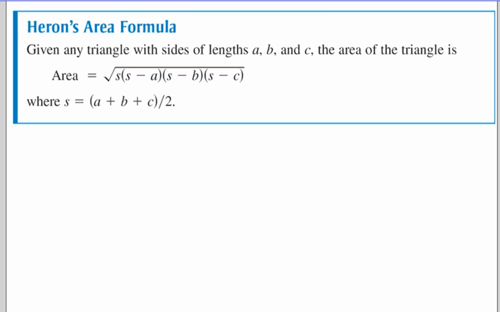Now, in this section we're also going to talk about Heron's formula. Heron's formula is another way of finding the area of a triangle, but in this case we find the area if we know all three sides. The area of the triangle is the square root of s times (s minus a) times (s minus b) times (s minus c), where s is the sum of the sides divided by 2. So if you add up all the sides and divide by 2, that's the s. Then you take the square root of that times the difference between s and every side, and you get the area of the triangle. So let's give that a shot.